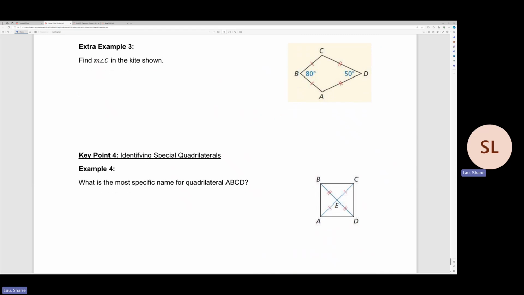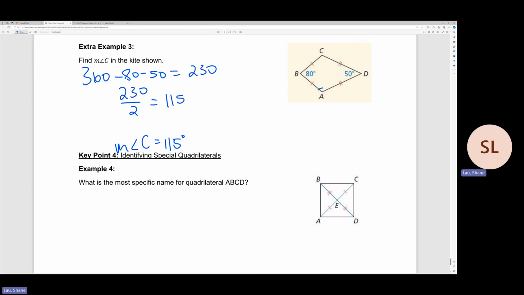Again, the same idea. We're going to have AC be our diagonal that connects our two congruent angles. So I take 360 minus 80 minus 50. I'm going to get 230. Because I know C and A are congruent to each other, I just take 230 divided by 2. I get 115. Therefore, the measure of angle C is equal to 115 degrees.